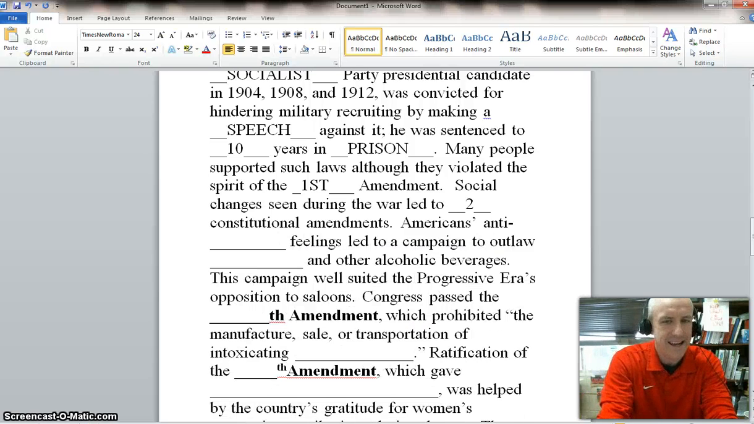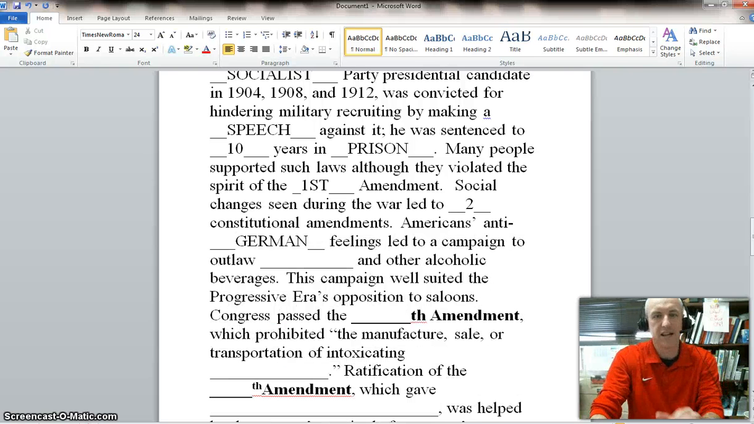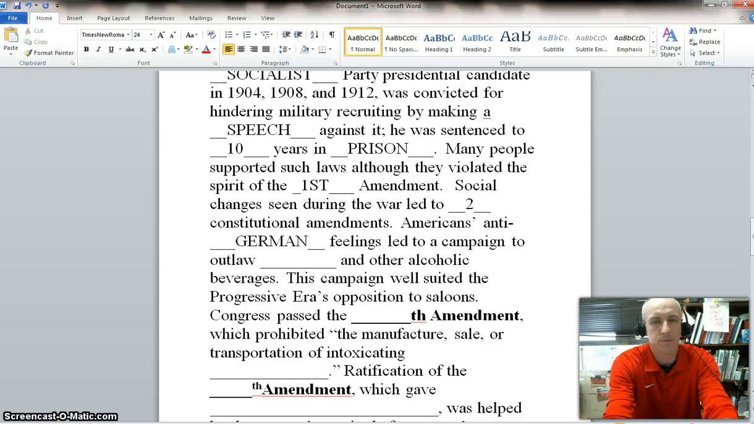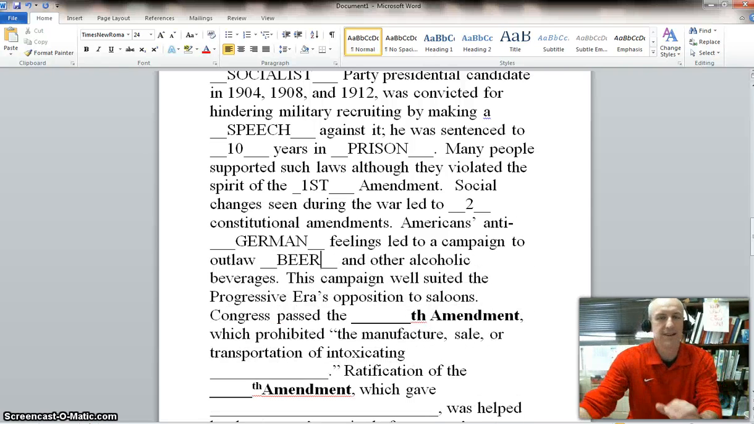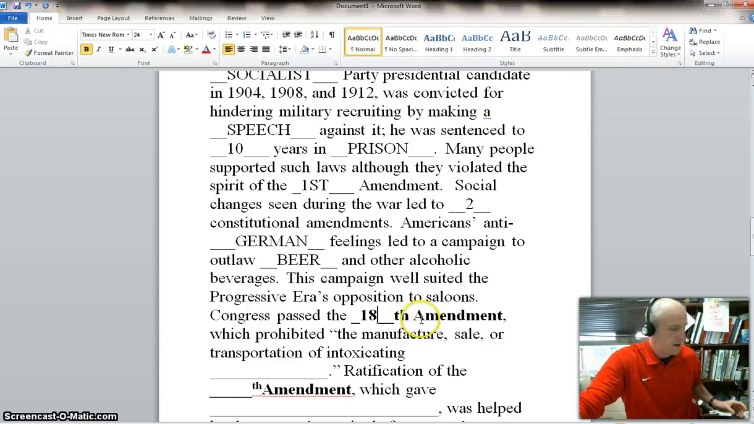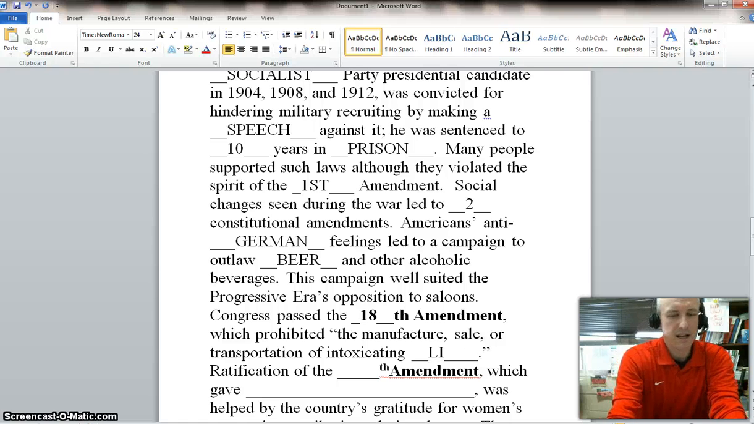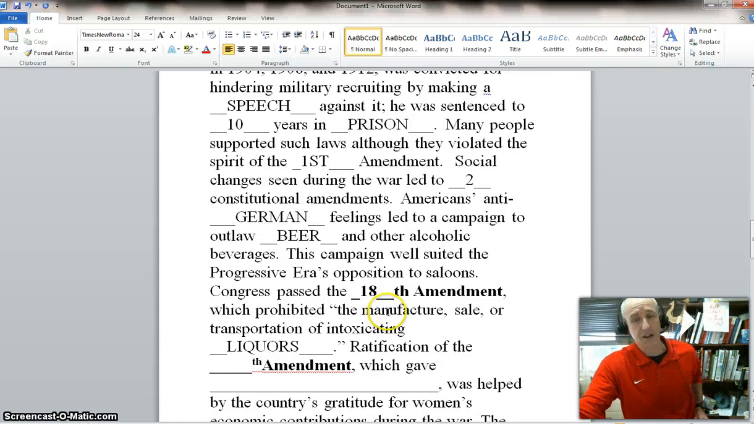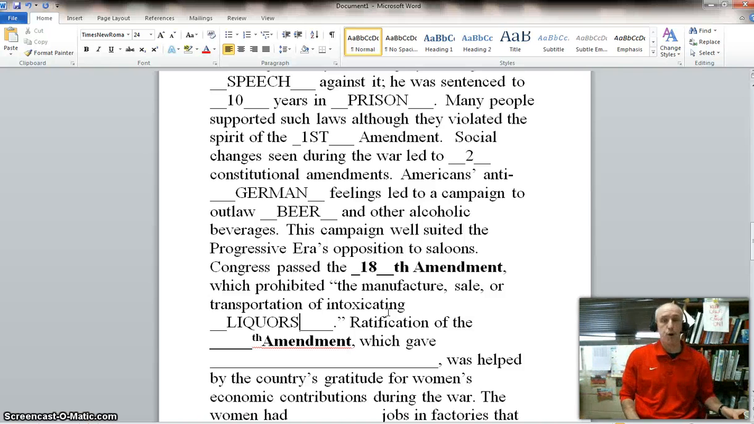Okay. Americans anti, who are we anti? Americans anti, that's right, anti-German feelings led to a campaign to outlaw, guess what's being made, what's Germany known for? Beer. We outlaw beer and other alcoholic beverages. This campaign well suited the progressive era's opposition to saloons. And Congress will pass that's right, bans alcohol being sold here in America. The 18th Amendment, you got to know it, which prohibited the manufacture, the sale, or the transportation of intoxicating, all right, liquors. Intoxicating liquors. So this starts the era of prohibition.